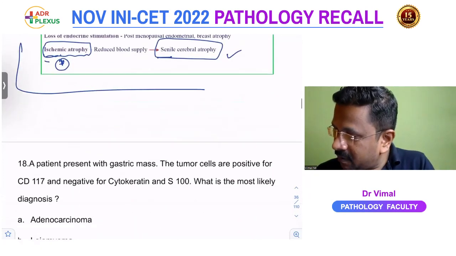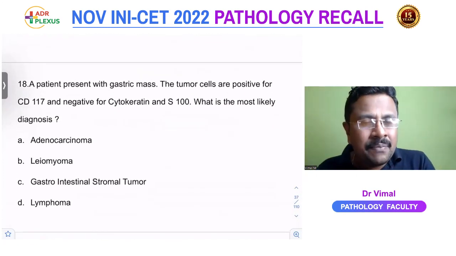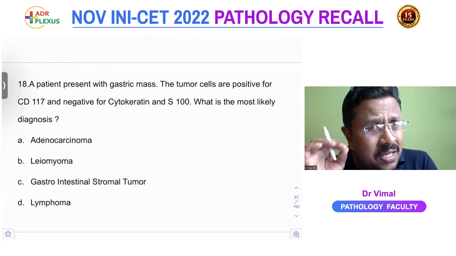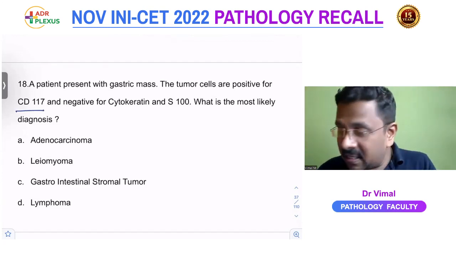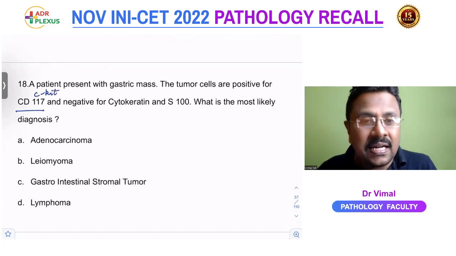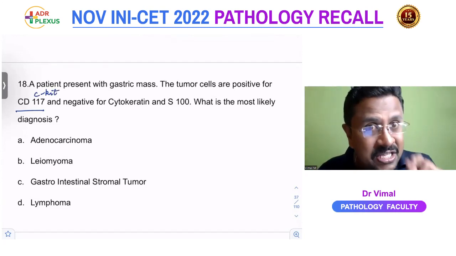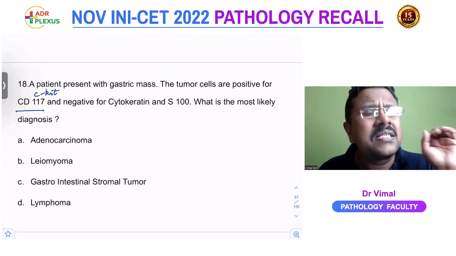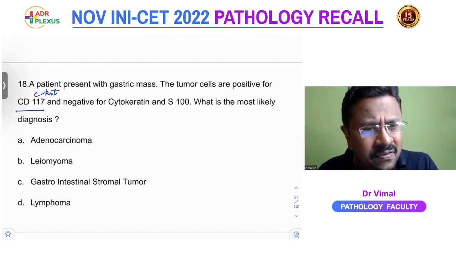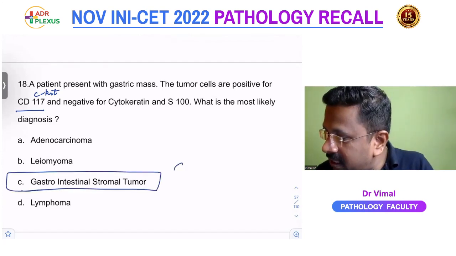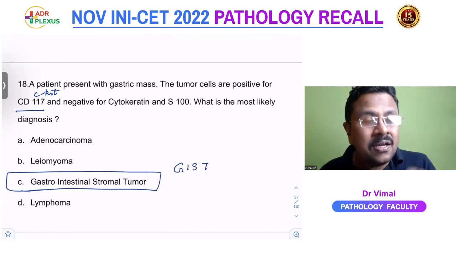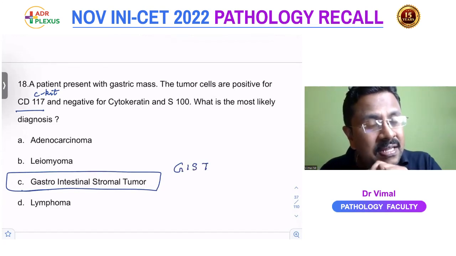Coming to another very important and interesting question: a patient presented with a gastric mass. And again, as I insisted, they have given you the IHC markers. CD117, that is C-kit, is positive in this gastric mass. So a patient presenting with a gastric mass and C-kit positivity, that is CD117, is none other than our gastrointestinal stromal tumor, that is GIST. Please remember, they have said that cytokeratin is negative.